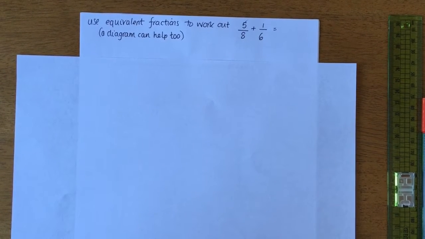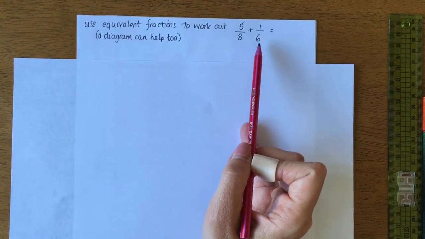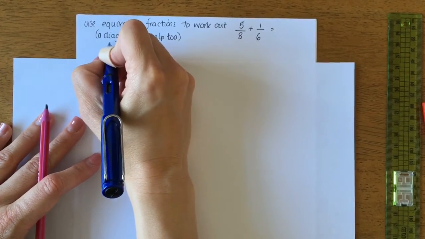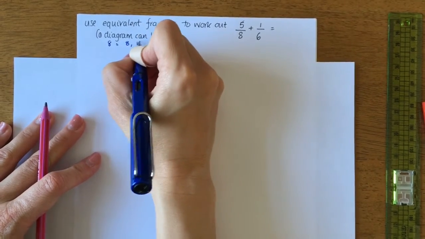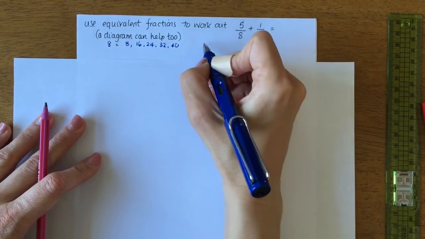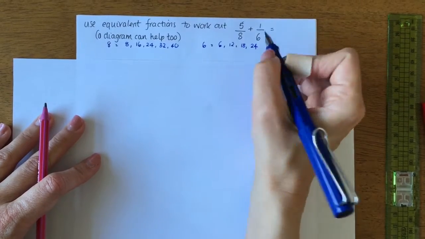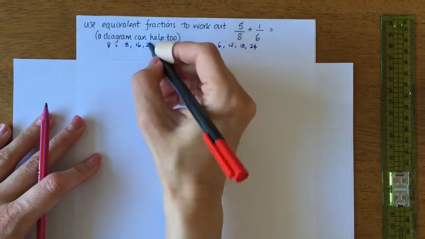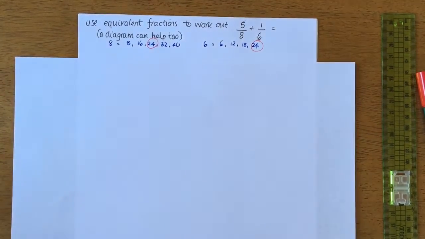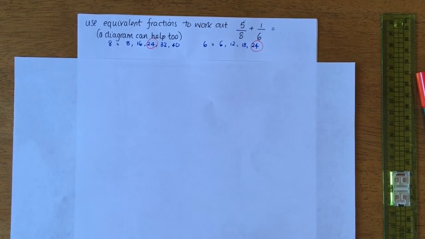So what I'm going to do first of all is find the lowest common multiple of 8 and 6, so the LCM. Multiples of 8 are 8, 16, 24, 32, 40. Multiples of 6: 6, 12, 18, 24. Now I don't need to go any further because I can see I've got a common multiple of 24. So I know now that I need my diagram to help me to split it into 24.